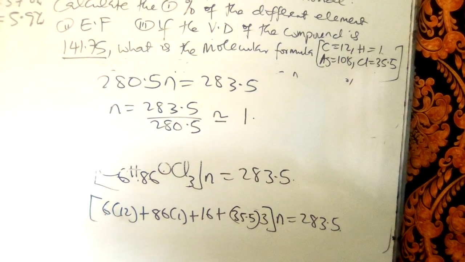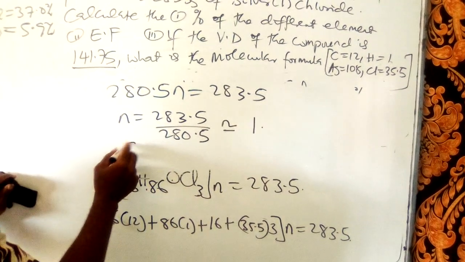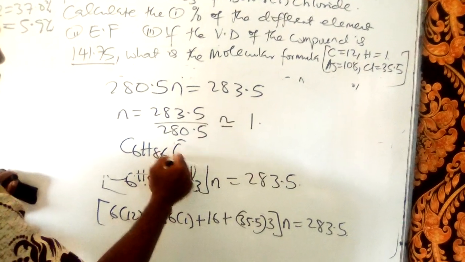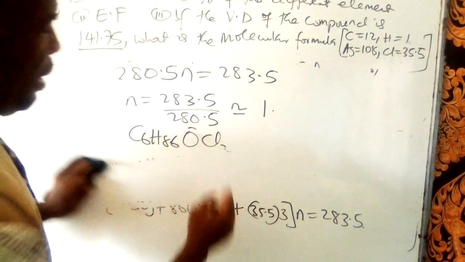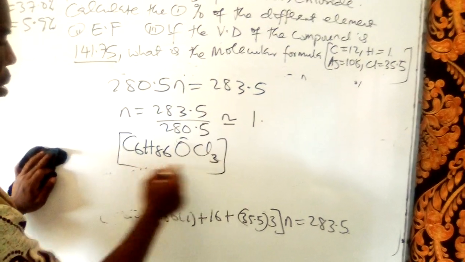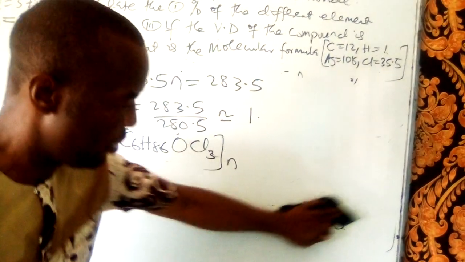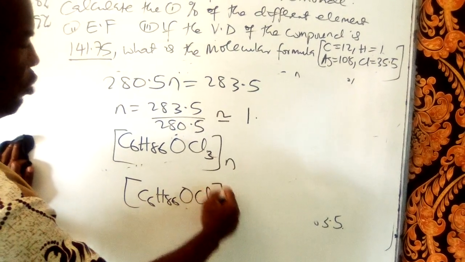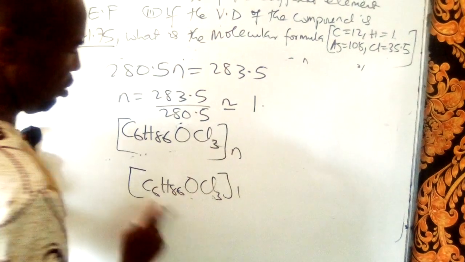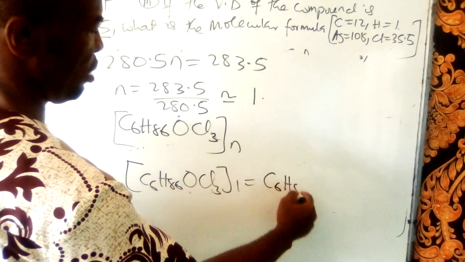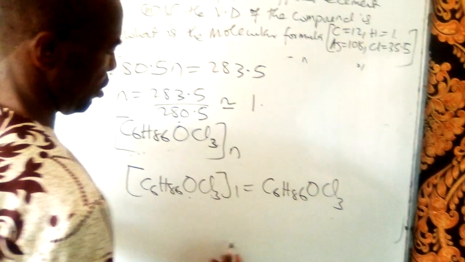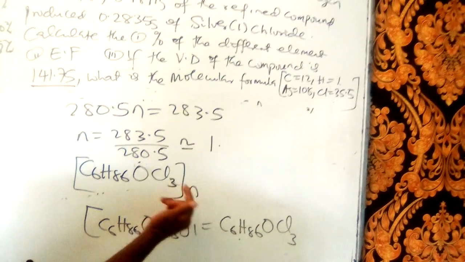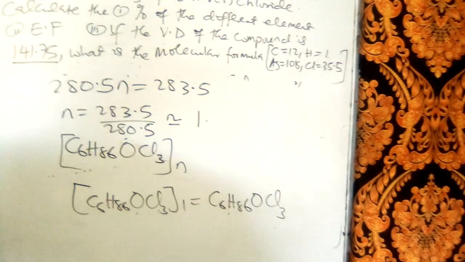So having done that, we now go back to the empirical formula, which is C6H86OCl3 multiplied by n. We will now replace n by 1. Replacing n with 1 and opening the bracket, 1 has no effect. You have C6H86OCl3. This is the molecular formula. So the molecular and empirical formula are equal to each other since n is equal to 1. So we'll go to the next question.